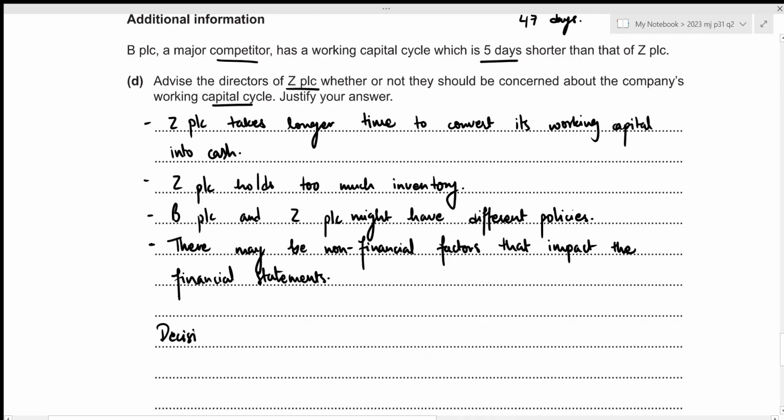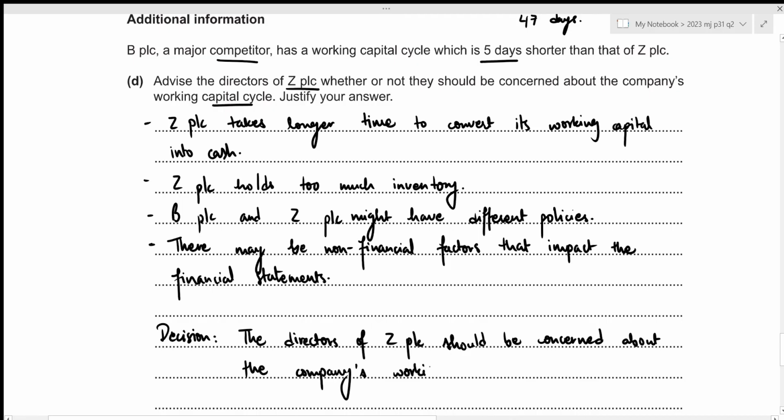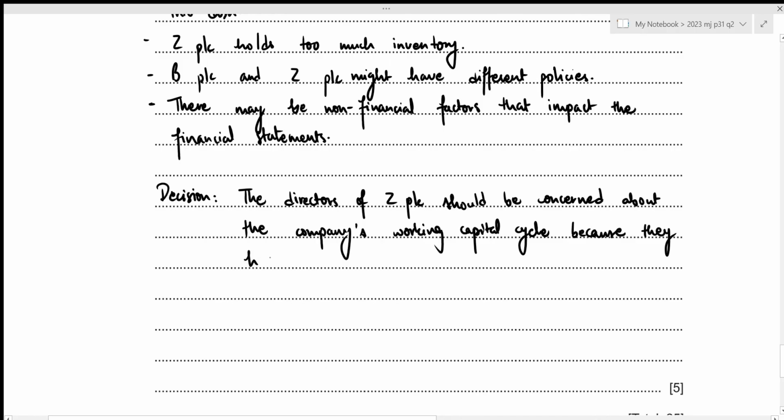I'm just going to write that down, decision clearly. So the directors of ZPLC should be concerned about the company's working capital cycle because they have poor credit control and they pay payables too early, because we prefer our trade receivable turnovers to be lower than that of trade payable turnovers.